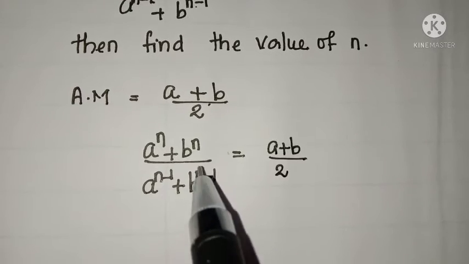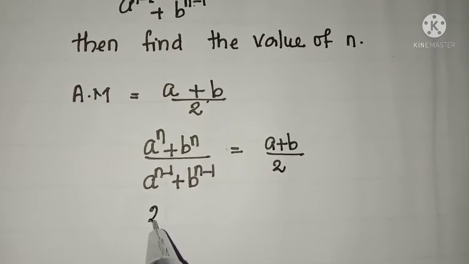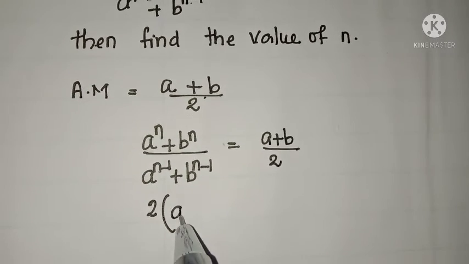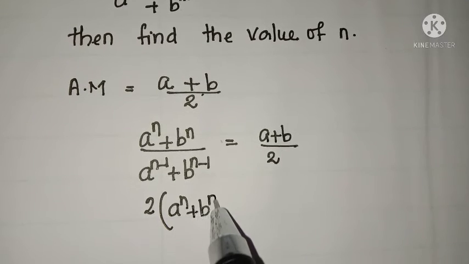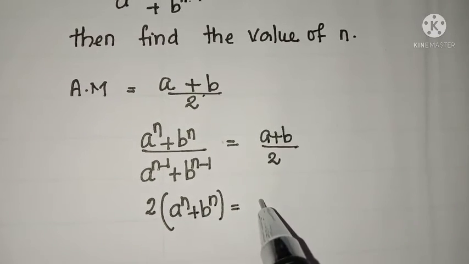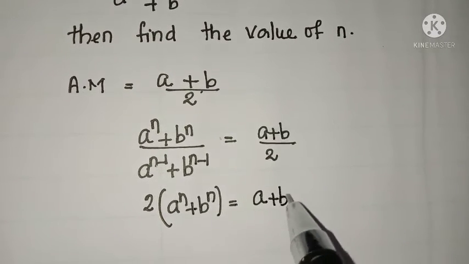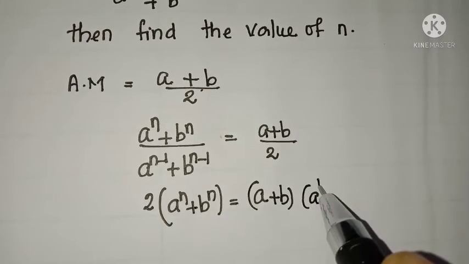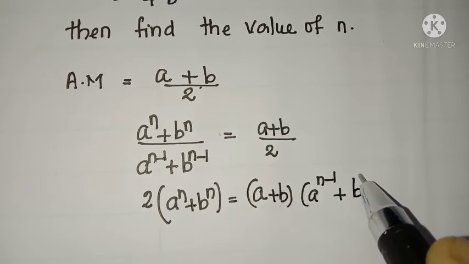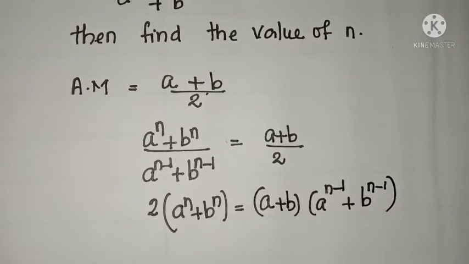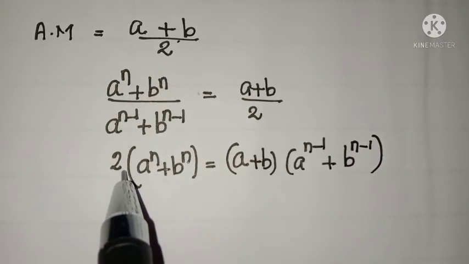Okay. Now cross multiply. So 2 into a raised to n plus b raised to n equal to, this becomes a plus b into a raised to n minus 1 plus b raised to n minus 1. Now open the bracket.